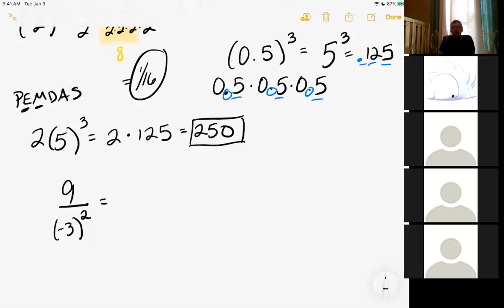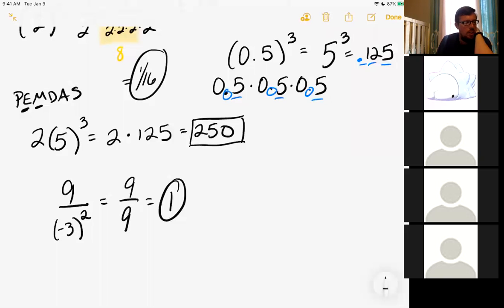Well, -3 squared is -3 times -3. Hmm. And a negative times a negative is a positive. So the answer is +9. Then we do division. 9 divided by 9? 1. 1. Cool beans, as the kids say.